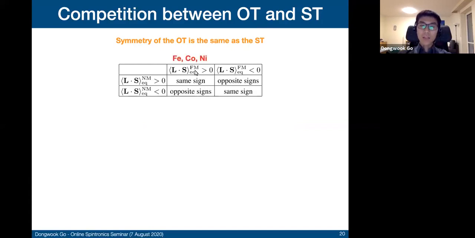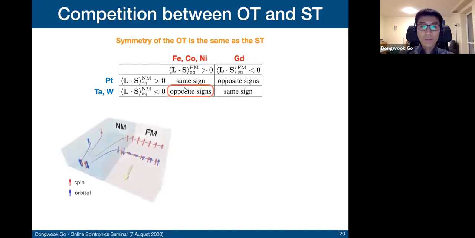Spin-orbit correlation is usually positive for 3D transition metal compounds, and it's negative for gadolinium. For non-magnets, we know that platinum is one example of positive correlation, and tantalum and tungsten are negative correlation examples. So let's have a look at a more concrete example. Here, the spin-orbit correlations in the non-magnet are opposite to each other. Therefore, in the non-magnet, the spin Hall and orbital Hall effects occur with different signs, so they inject with different signs.